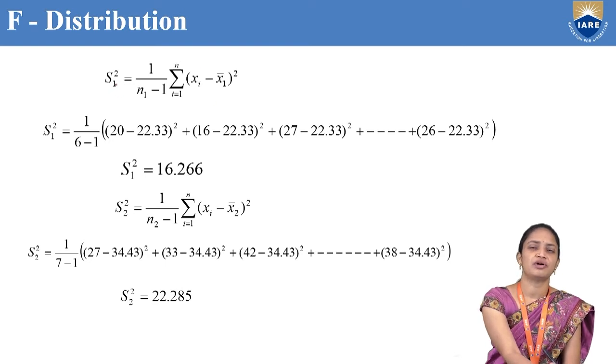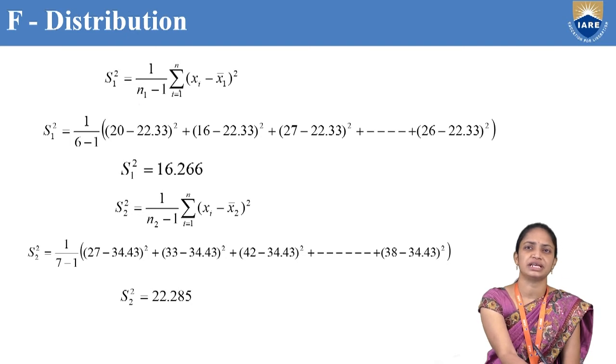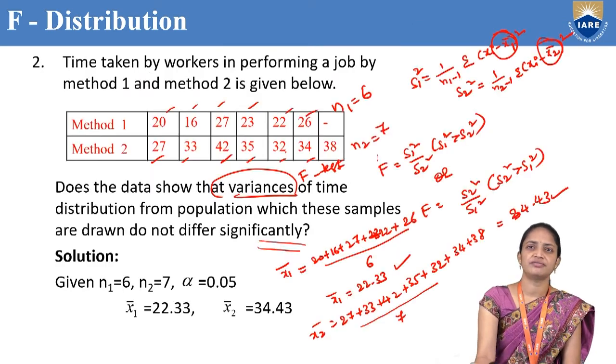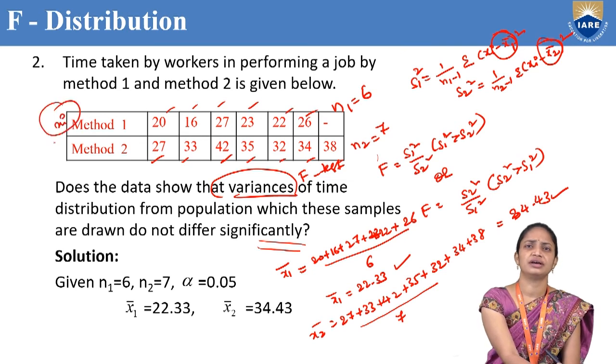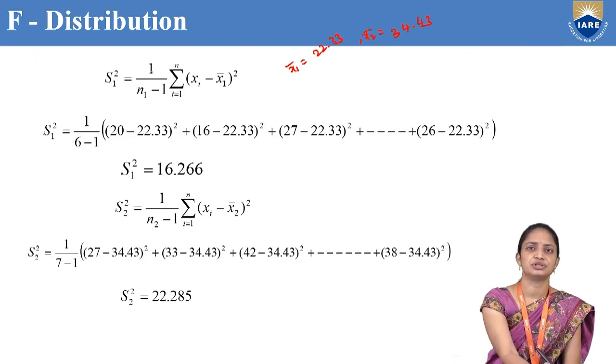Before that, what is the formula here? S1 square equal to 1 by N1 minus 1 summation Xi minus X1 bar whole square. We know that X1 bar is 22.33 and X2 bar is 34.43. These are the Xi values for S1 square, and these are the Xi values for method 2, S2 square. For that, substitute all these values here.